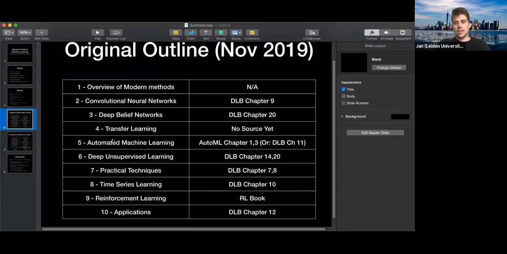This is what was provided, and personally, I think there is an almost one-to-one match between this outline and the deep learning book by Goodfellow et al. Except that I was myself very surprised. First of all, if you look at the chapter numbers, they are all over the map.